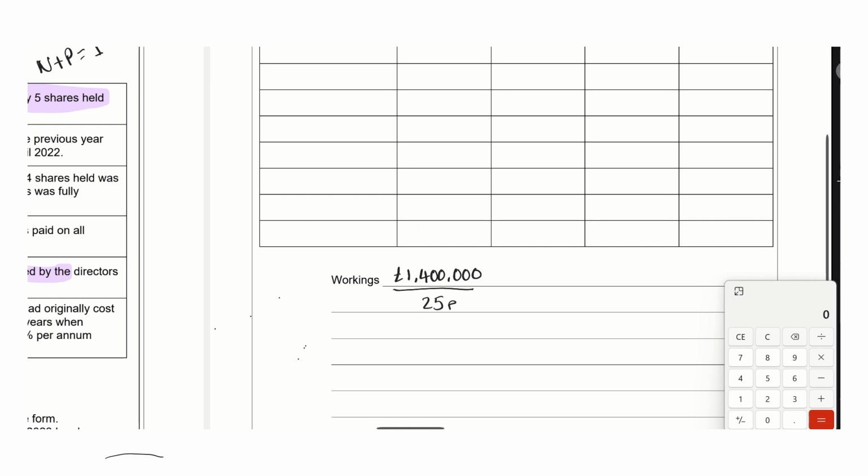There are a couple of ways of doing this, so I'm going to do it as I've indicated on here. You've got 1.4 million here. We're going to divide this by 25p, which is equivalent to 0.25, and you get 5.6 million.